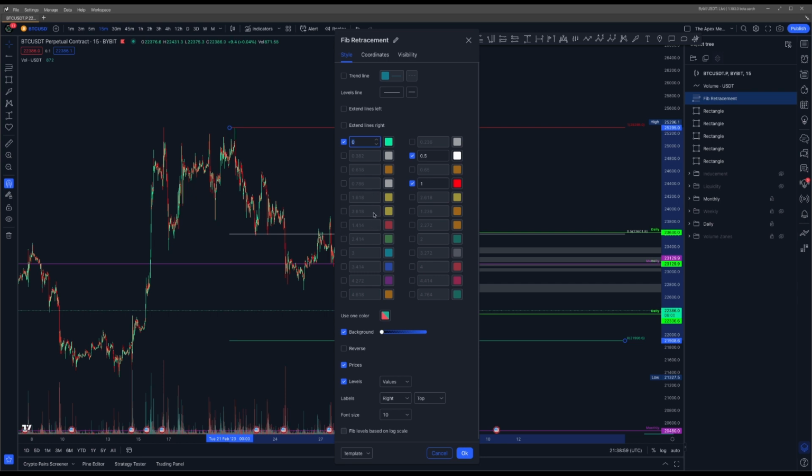So the key numbers just for this, you really only want the 1-to-1, which is the 1 here, a 0.5, and obviously the 0. Now the 0 point is for me the point of discount, the 1 is the point of premium, and the 0.5 is the equilibrium, the point at which price is at the fair value, let's just say. And you can colour these any colour you want. I have my premium at red, I have my discount at green, and I have my fair value, or equilibrium, at white.